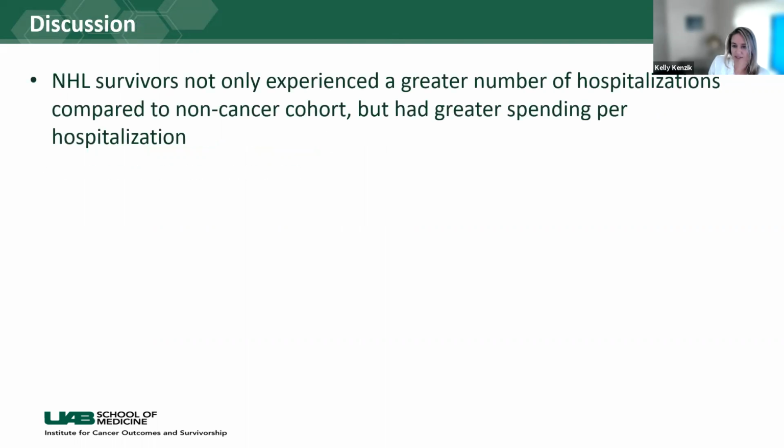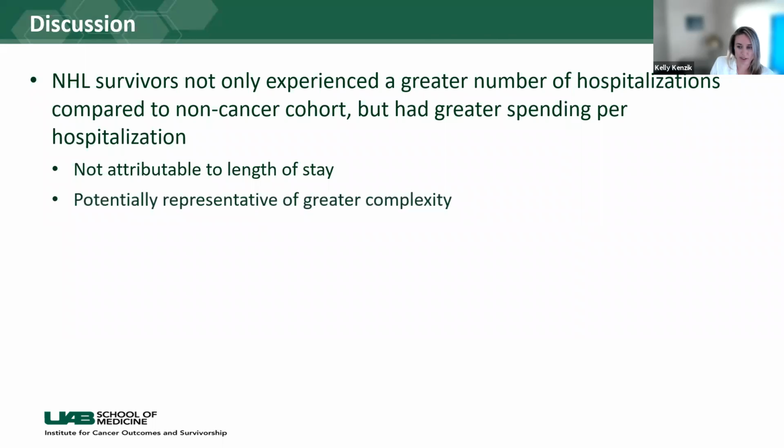So finally, despite these limitations, we do have some big observations to take away. They not only experienced a greater number of hospitalizations, they did have greater spending. Post hoc analysis found that this was not necessarily attributable to length of stay. They had similar lengths of stay. It was likely representative of greater complexity. We did a check with a greater proportion of visits with the DRG codes indicating multiple comorbid conditions with greater complexity, which is then a higher bill rate for Medicare.